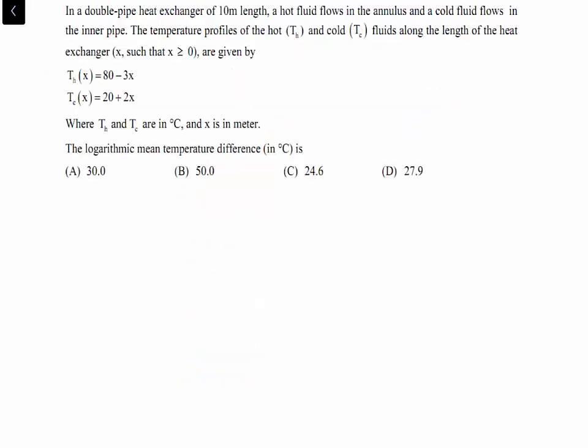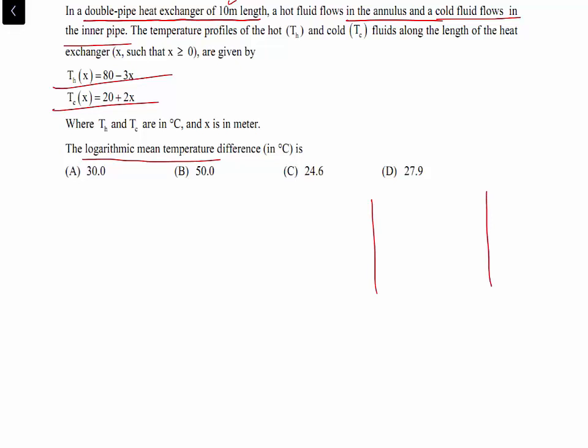Okay. So it is given a double pipe heat exchanger, length is given. Hot fluid flows in the annulus, cold fluid in the inner pipe. The temperature profiles are given as a function of x, so they have given directly the value of x also. And you have to calculate the value of LMTD. So this is the basic question of, you can say, heat exchanger. So heat exchanger length is given.